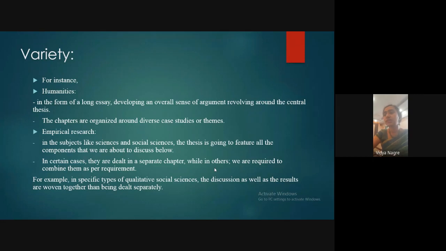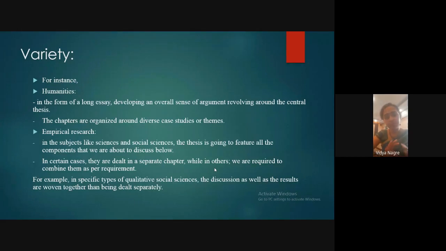In certain cases, they are dealt with in a separate chapter, while in other cases, we require a combination as per documentation. For example, in certain research writings, the findings chapter is always treated separately. But in certain disciplines, the findings are included in the discussion, so results and discussions go hand in hand. For example, in specific types of qualitative social sciences, the discussions as well as results are woven together rather than being dealt with separately as we do in the science stream.